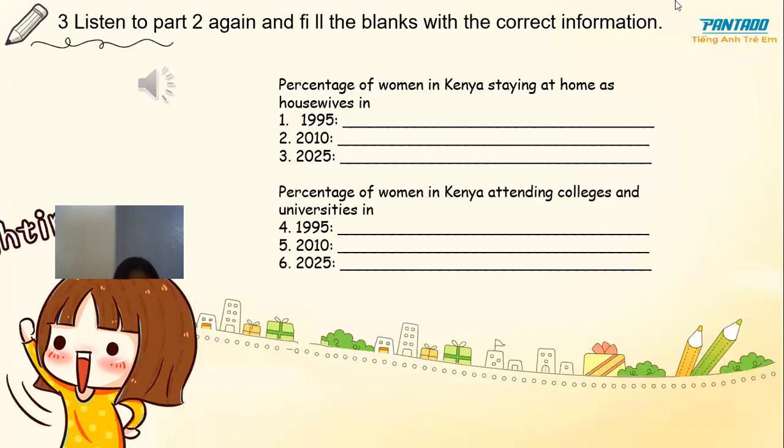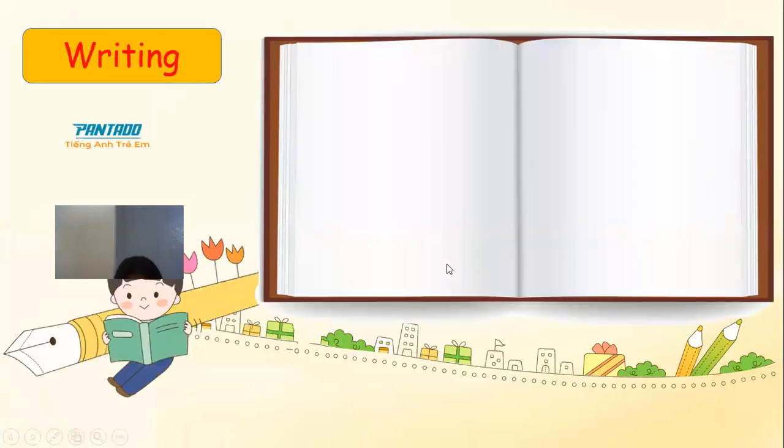Alright, let's see. Number one, 65%. Number two, 47%. Number three, 30%. Number four, 22%. Oh, number four, it's 22%. Number five, 36%. And number six, 48%. So you've got five correct answers. Good job.